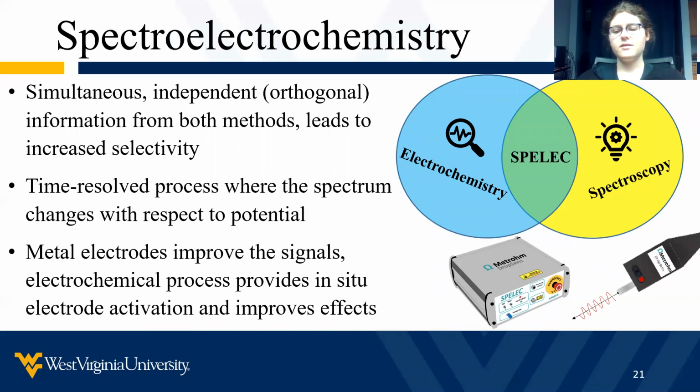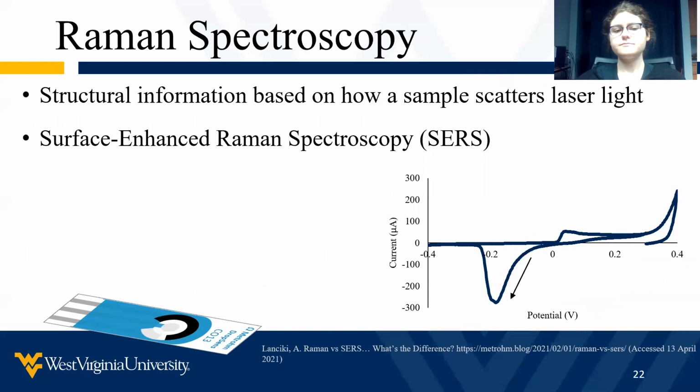And then the type of spectroscopic method we used is Raman Spectroscopy, and this pairs very nicely with the electrochemistry because the metal electrodes can improve the signals, and the electrochemistry itself activates the electrode to improve the signal even more.